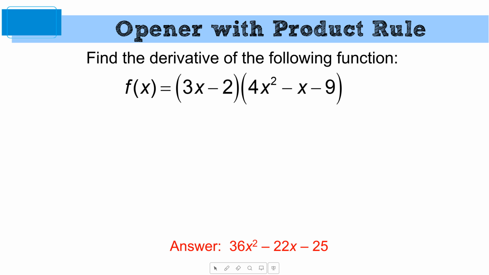36x squared minus 22x minus 25. See? It seems you have just taken the product rule, put it in a headlock, and made it your own. Excellent.